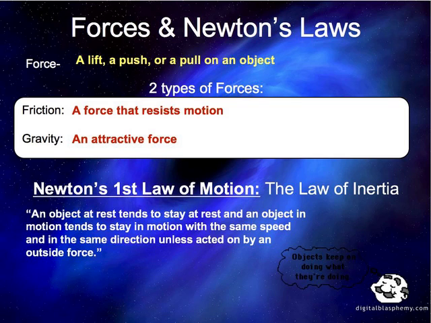Okay? So also, what Newton's law says is an object that is at rest will stay at rest unless acted upon by an outside force. An object in motion will stay in motion unless acted on by an outside force.